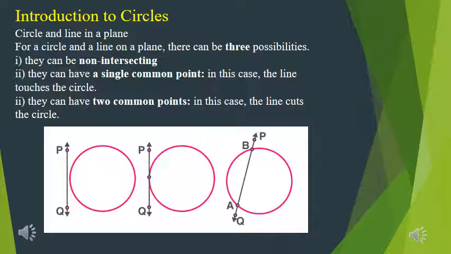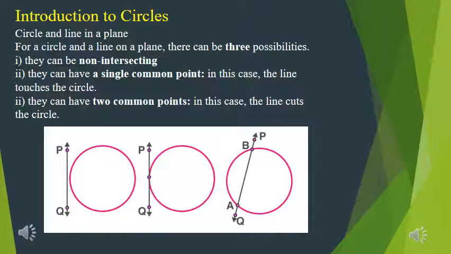Consider a circle and a line PQ. There are three cases regarding the position of the line with respect to the circle, as shown in the following figure. In case 1, the line PQ and the circle have no common point. The line PQ does not intersect the circle and it is outside the circle. So we can say PQ is called a non-intersecting line with respect to the circle.